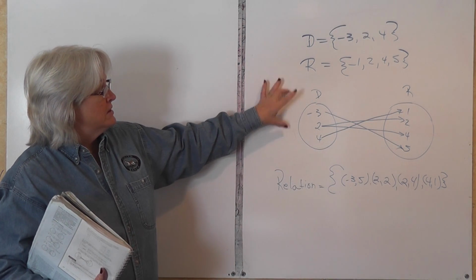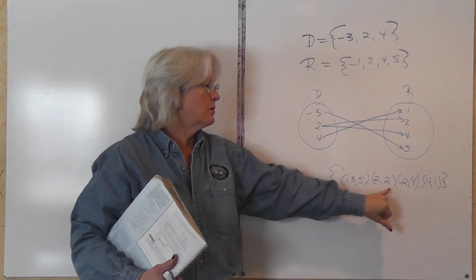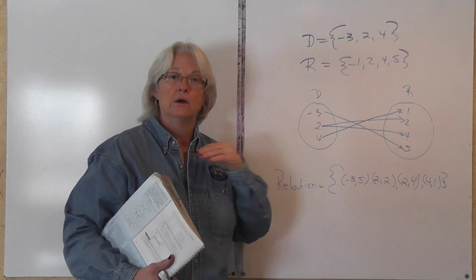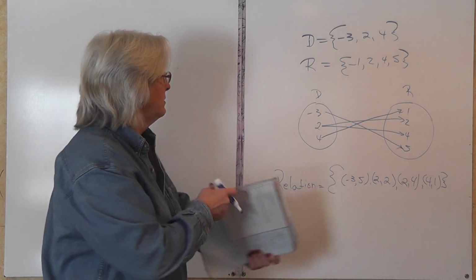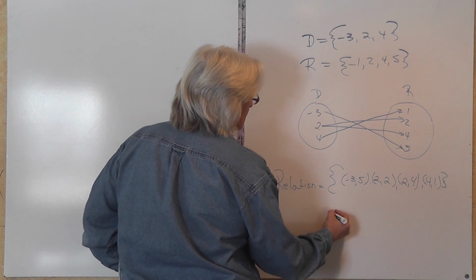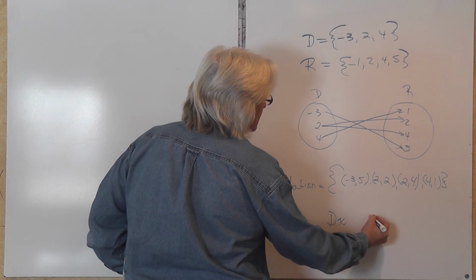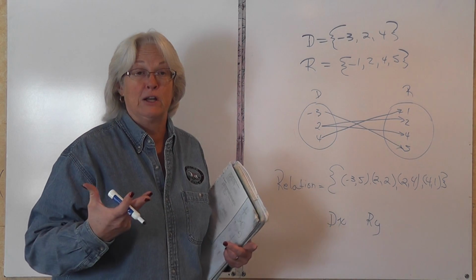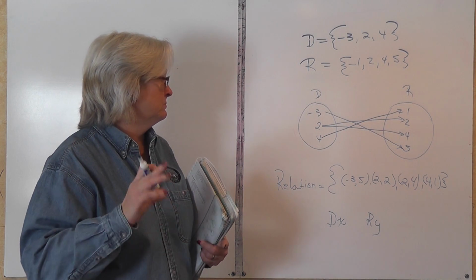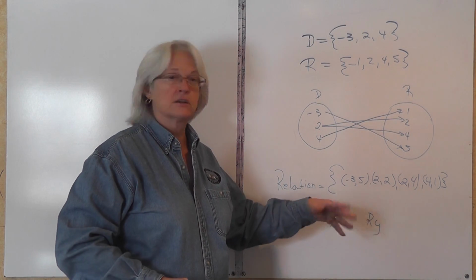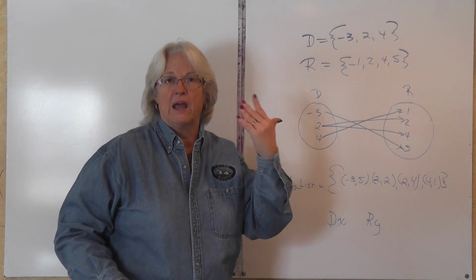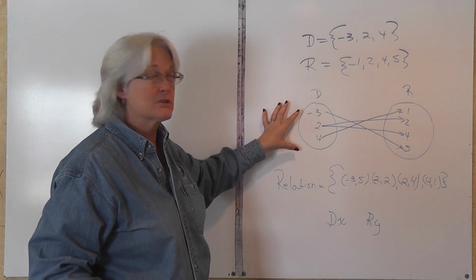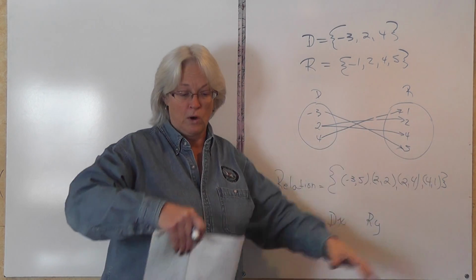The domain is the set of all of the first coordinates. The range is the set of all of the second coordinates. So your domain is your x values, the range is your y values. And I've tried to come up with some sort of a thing that helps you remember, like dx and ry. I don't have a memory aid to help you. You just have to memorize the domain is all of the x's, the range is all of the y's. Okay?